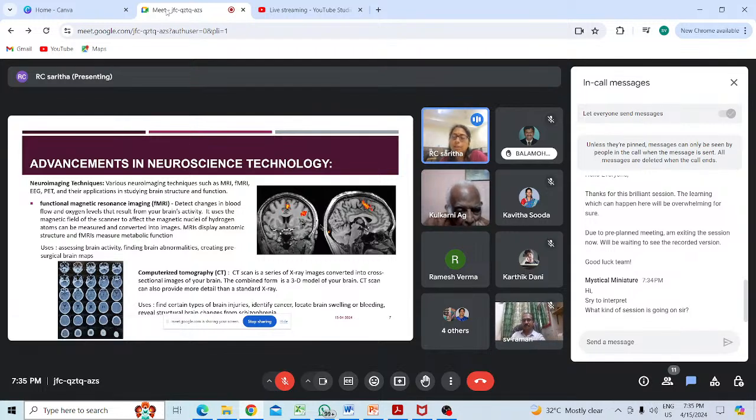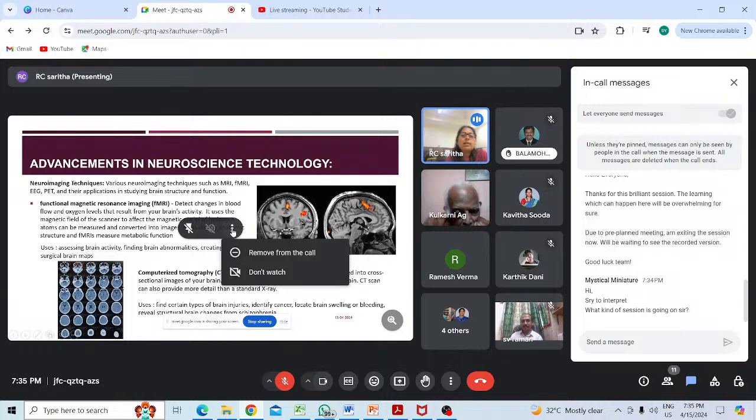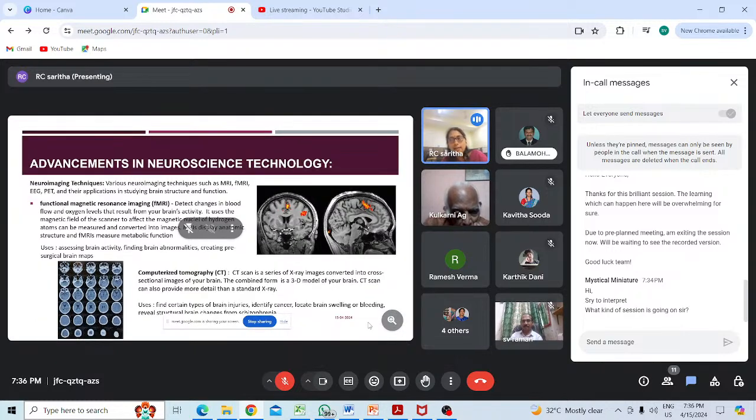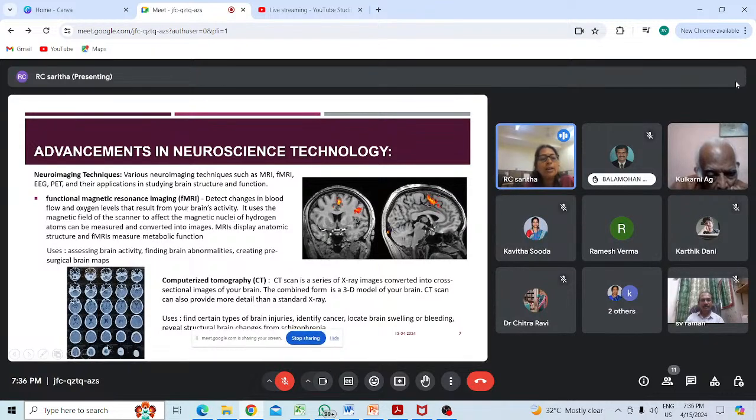So before going to surgery, people will take the map of the brain and dissect which part is to be operated on. So this is one type of neuroimaging. The second one is computerized tomography, which we call CT. A CT scan is just a series of X-rays, like how we take X-rays. But all these X-rays can be converted into cross-sectional images of the brain, and they can be combined. If you combine all these images on the left-hand side, we can make a 3D model of your brain. That is how the CT scan can create it.